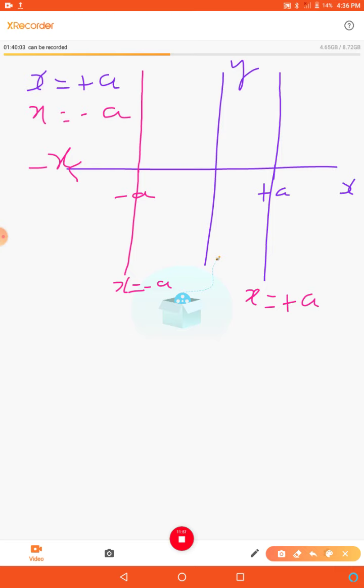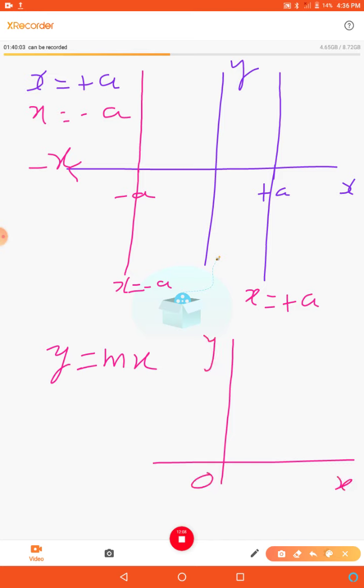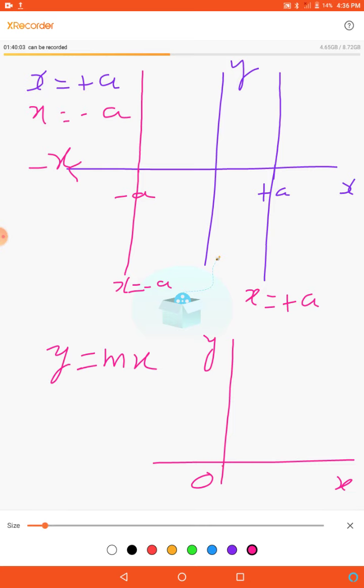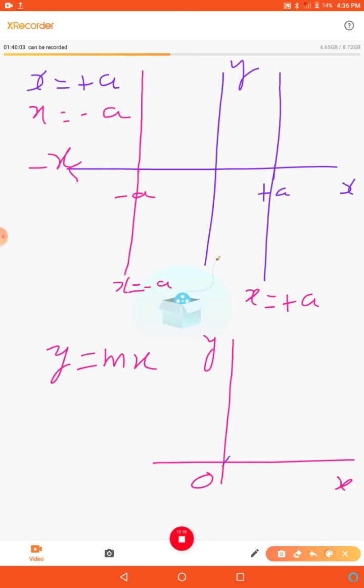Also, we have the straight line equation y is equal to mx. This is another equation for a straight line. This y is equal to mx represents a straight line passing through the origin. This is the origin, this is the x-axis, this is the y-axis. So a straight line passing through the origin will be in the form y is equal to mx.